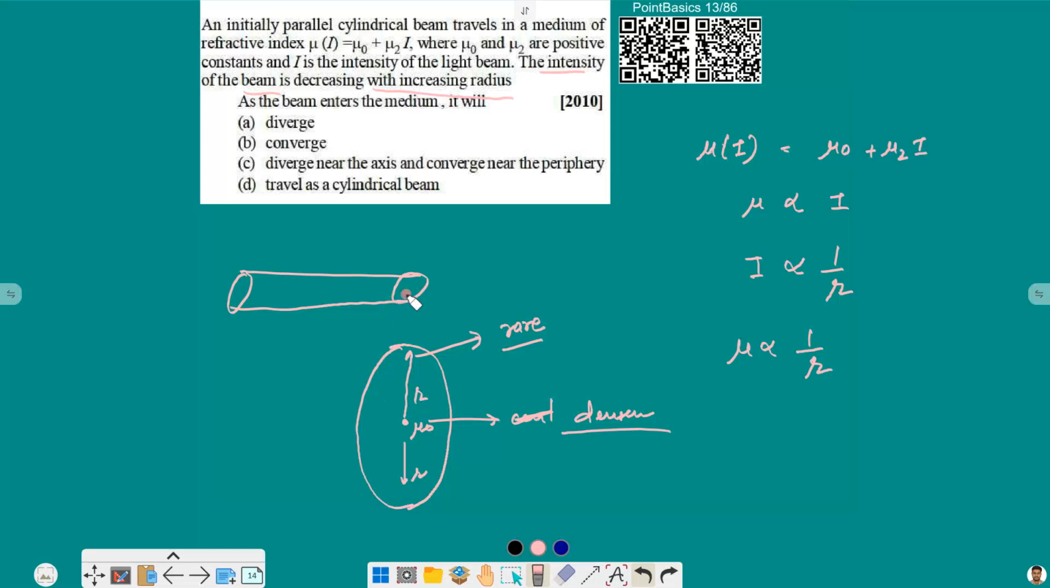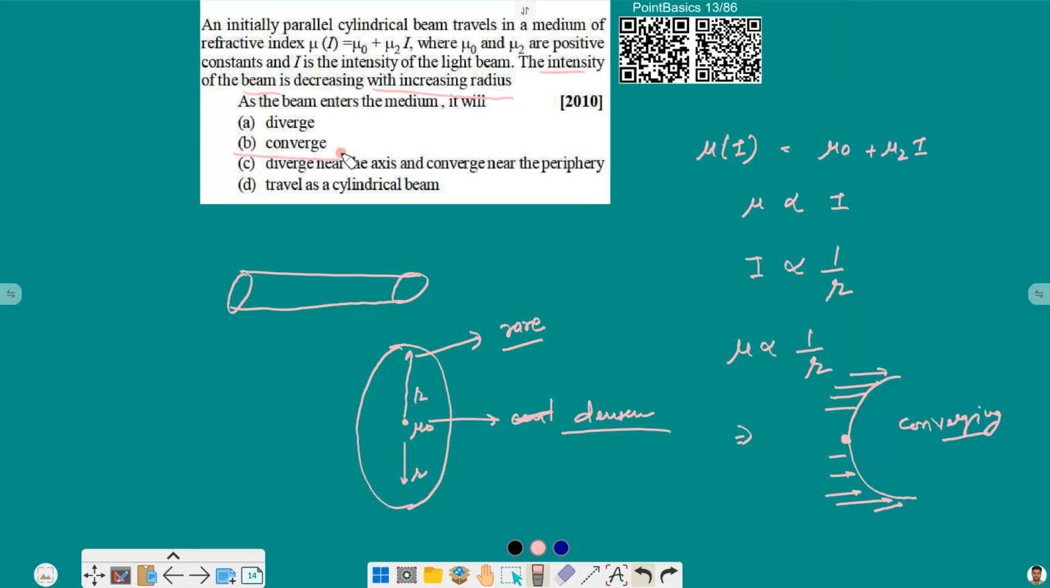So this wavefront will become like this. The central part will be traveling slowly and the outer part will be traveling faster. So this beam is basically what is happening here. We have convergence here. So that is option B for us.